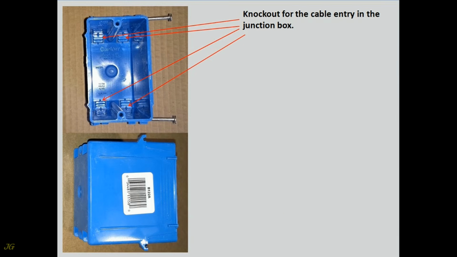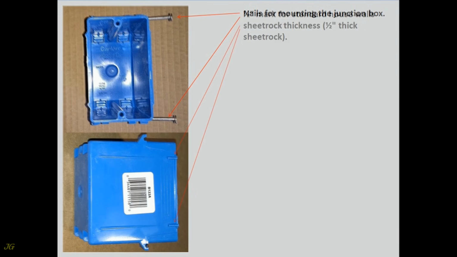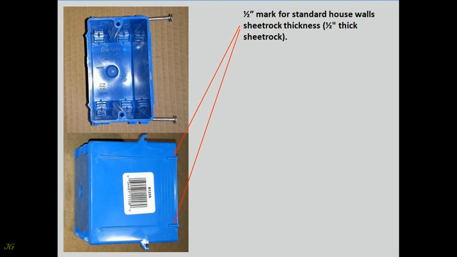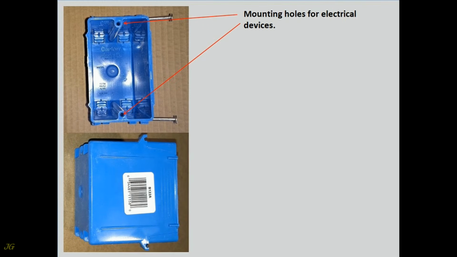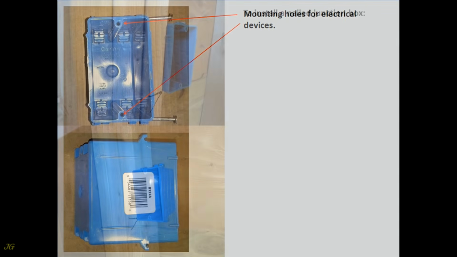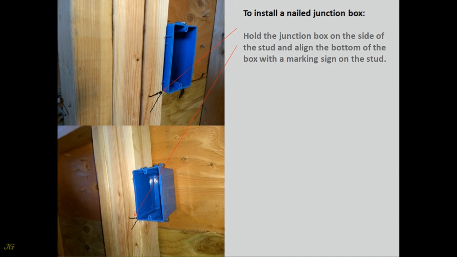Knockout for the cable entry in the junction box. Nails for mounting the junction box. 1/2 inch mark for standard house walls, 1/2 inch thick sheetrock. Markings for different wall finish thicknesses. Mounting holes for electrical devices.